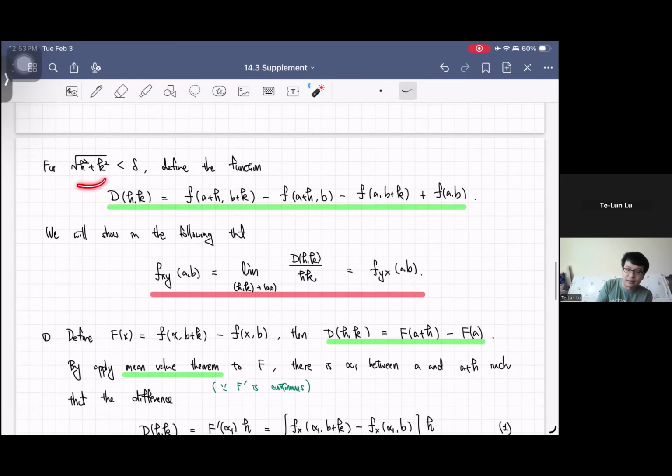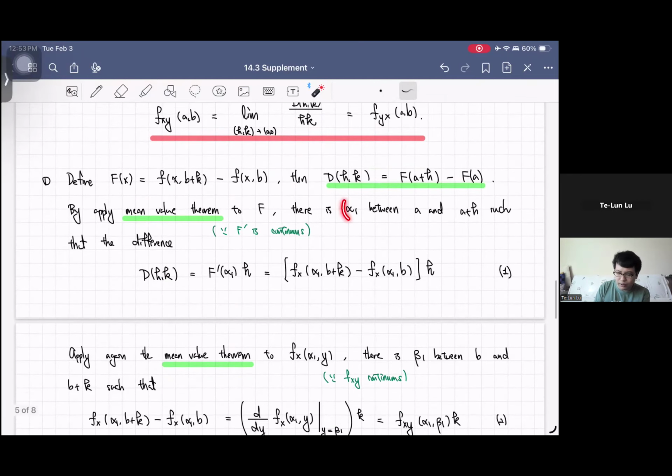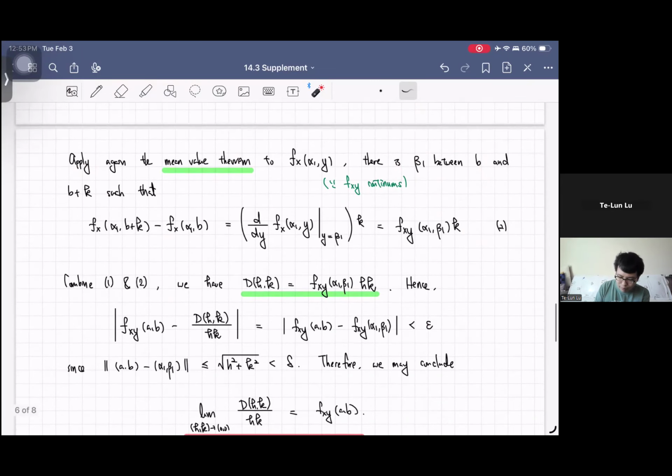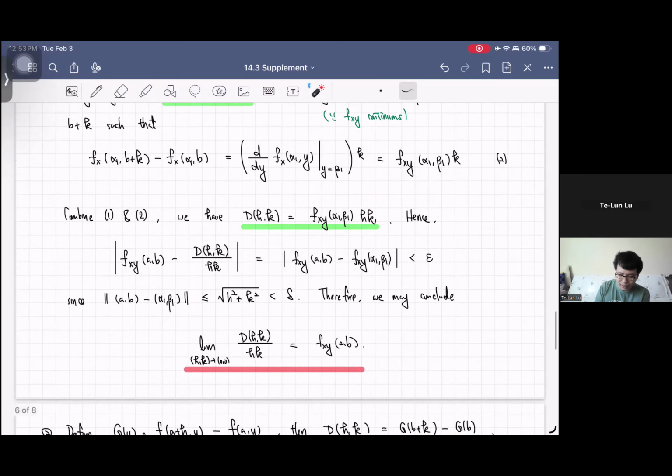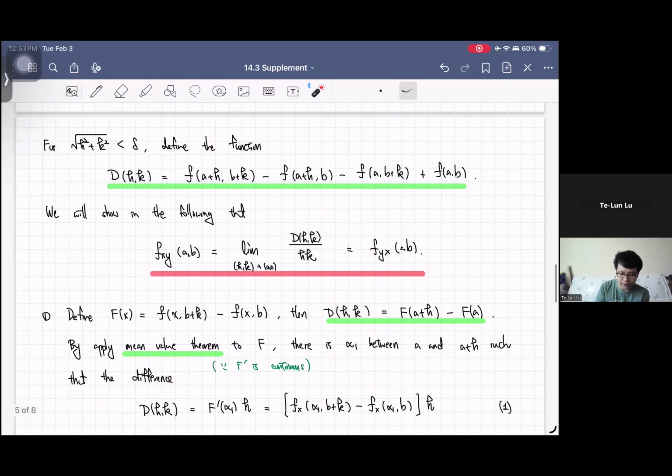h squared plus k squared is less than delta, and alpha 1 is within a and a plus h, beta 1 is within b and b plus k, so that the point (alpha 1, beta 1) is always within distance delta of (a, b). But by definition, that is saying that the limit of d_hk over hk is f_xy(a, b), right? So we have now proved the first claim, which is this side of the equality.